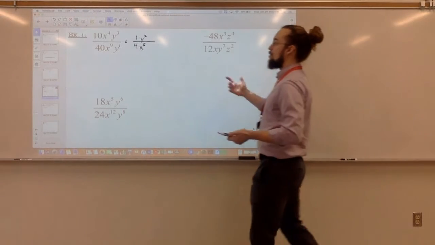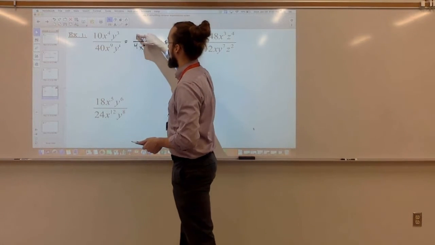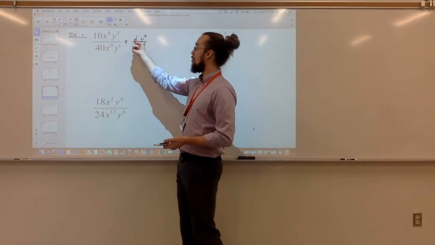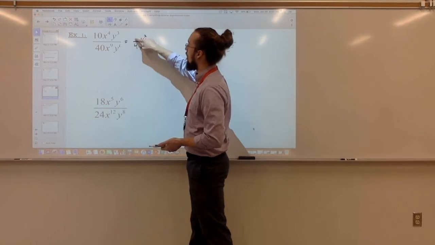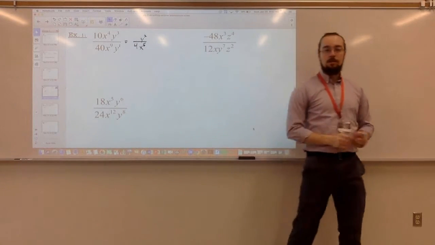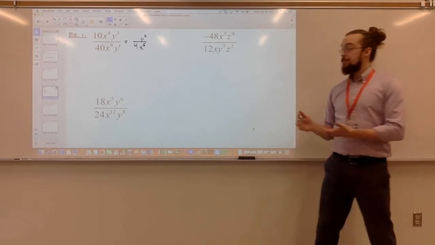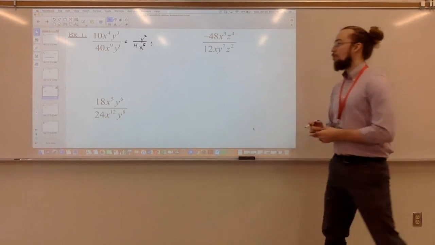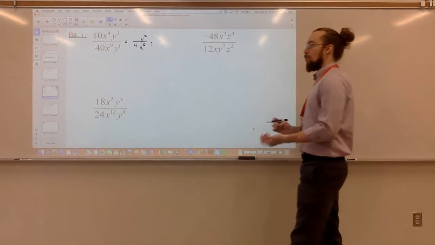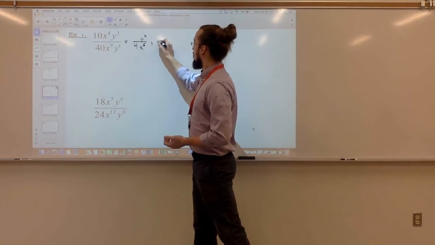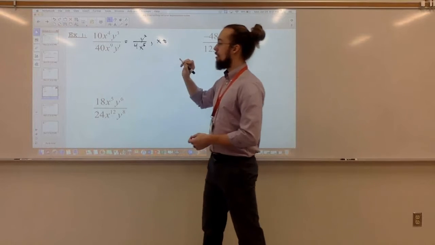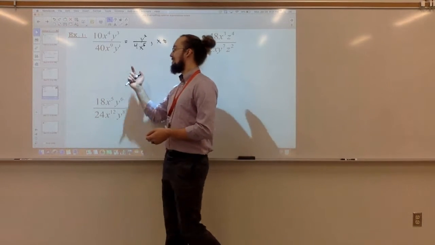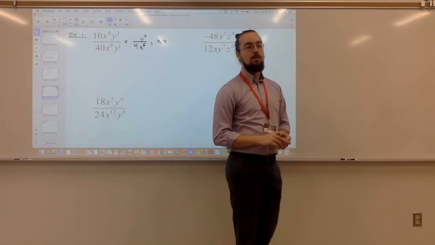Now, I don't have to write this 1. It's not wrong if you do. But if I show that I'm multiplying 1 times something, I don't have to write that 1. So this is our simplified rational expression. Let's write down our restrictions then. So what can I say? x cannot equal what? What value of x would make the denominator equal to 0?